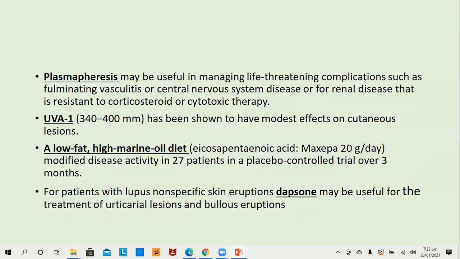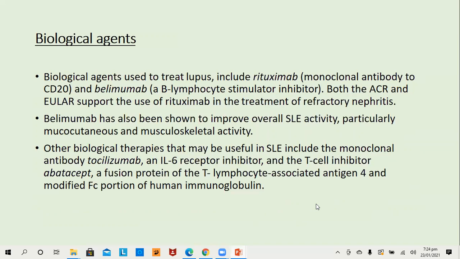Plasmapheresis is useful in managing life-threatening complications. UVA1 has a modest effect on cutaneous disease. A low fat, high marine oil diet modified disease activity in 27 patients. For patients with lupus non-specific skin eruption, dapsone may be useful for treatment of urticarial and bullous eruption. You know that bullous SLE is associated with high neutrophils.